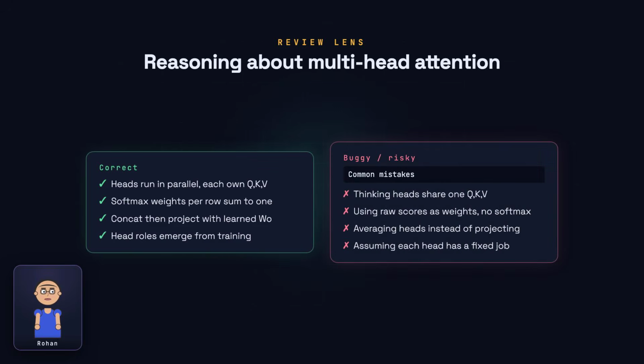On the correct side, independent heads, each with their own projections. Softmax, giving row normalized weights. Concatenate then project with a learned matrix, and roles that emerge during training. On the risky side, sharing one set of matrices, skipping softmax, averaging heads, or assuming a head always does one fixed job. Keep the left column in mind, and your mental model will hold up.